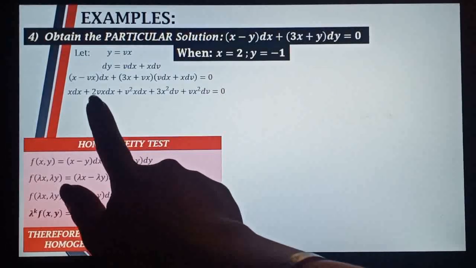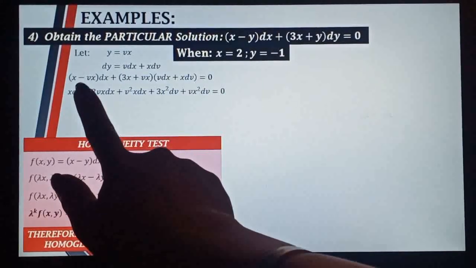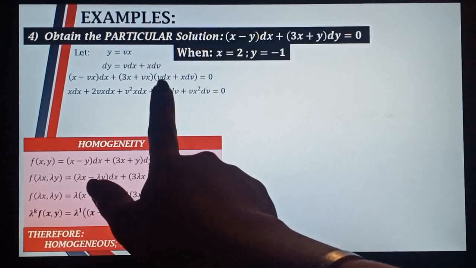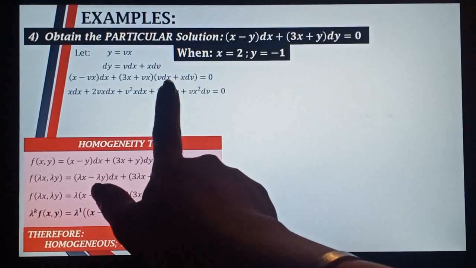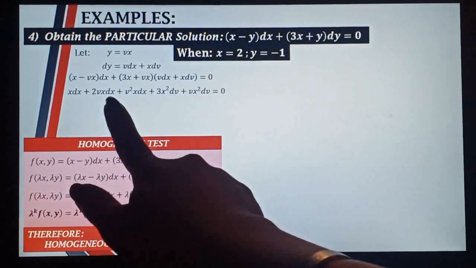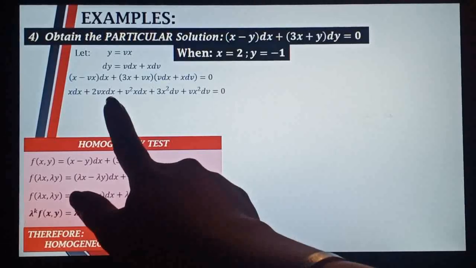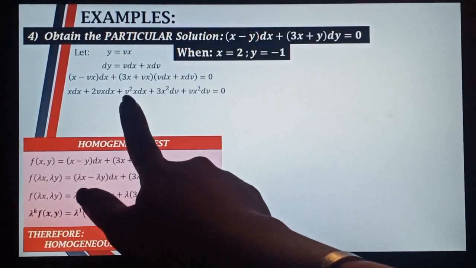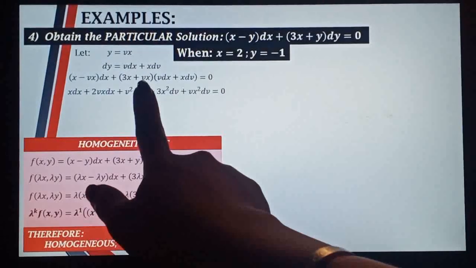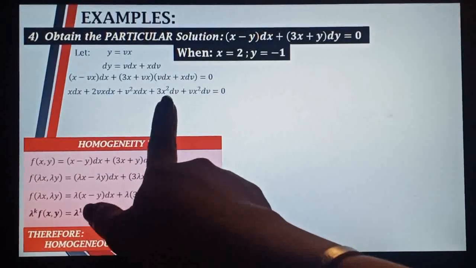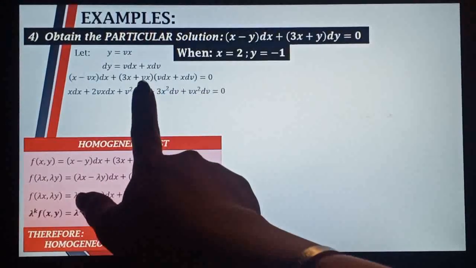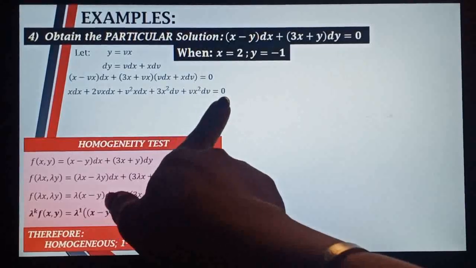Where did the 2vx dx come from? This term is negative vx dx. Then, this term has 3vx dx. They both have vx dx. This is negative 1 and this is positive 3. So, you will have the resulting value of plus 2vx dx. Then, v squared x dx, you will have this term, v squared x dx. Then, this term comes from 3x squared dv. Then the last term is vx squared dv equated to 0.